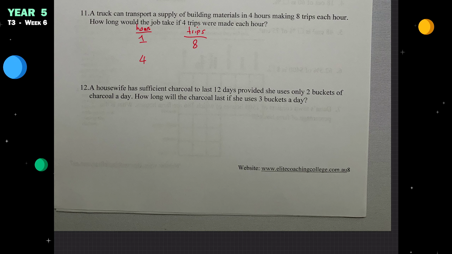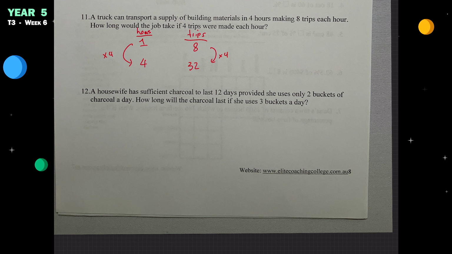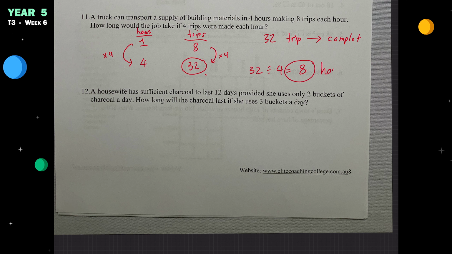In 4 hours, you times this by 4 and this one by 4, so you would take 32 trips. Now it says how long would the job take if 4 trips were made each hour? So instead of 8, you got 4 trips. We need a total of 32 trips to complete the transportation. You have to do it 32 times. Now if each hour is 4 trips, we divide 32 by 4. We get 8, which means you need 8 hours of total time. Hope that makes sense, that one.